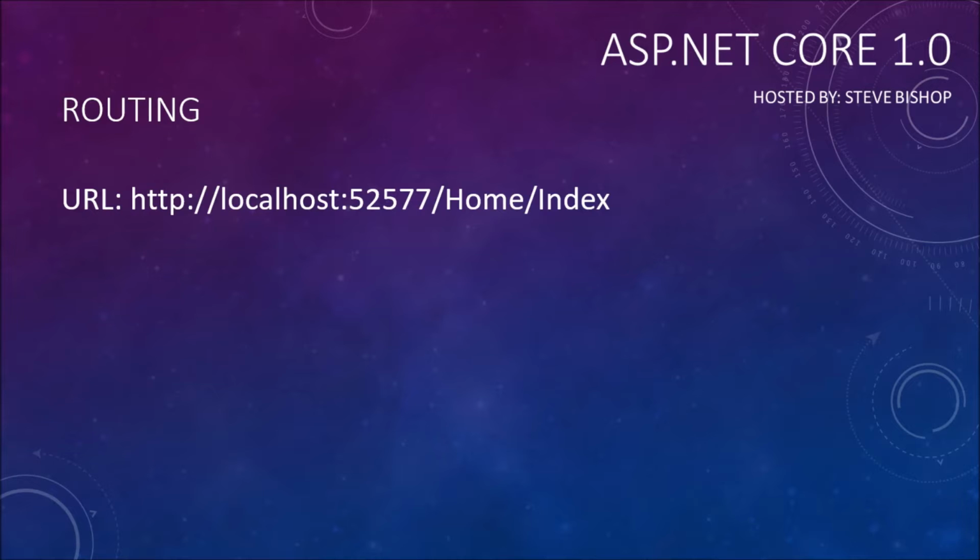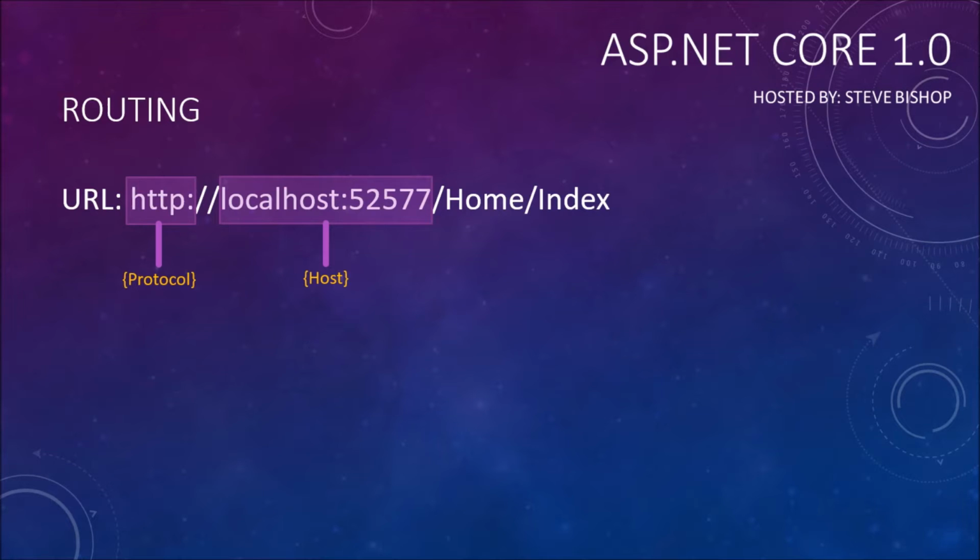First, the HTTP section is your protocol, and you might have something like HTTPS if you're using some sort of SSL or TLS certificate to encrypt your connection. Then the localhost 52577 is the server and port that you're hosting your application on. So that would be the host URL.